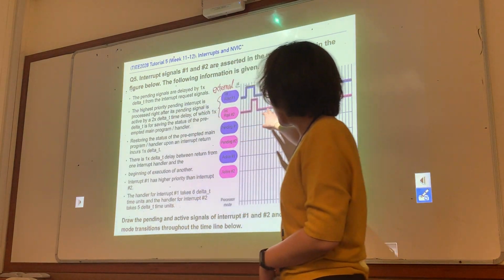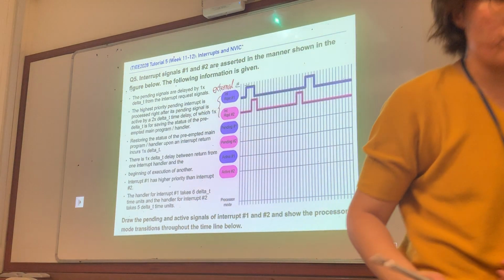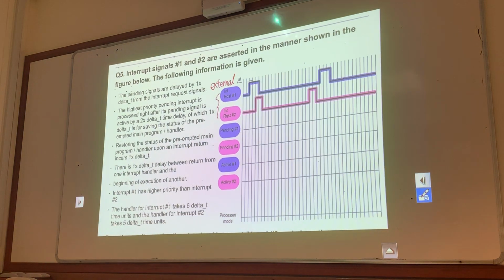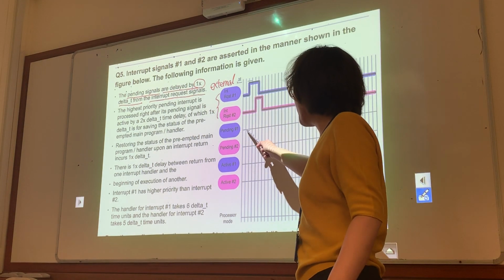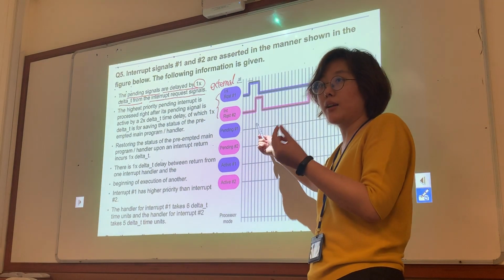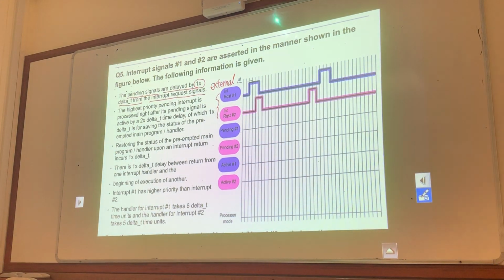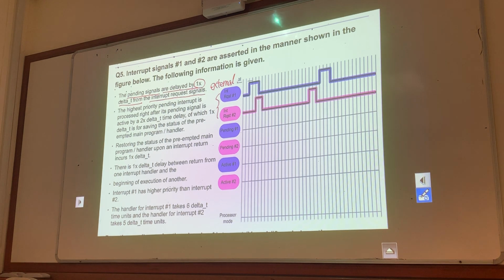For example, see what information do we have. The pending signals are delayed by 1 delta time from the interrupt request signal. It's similar to the previous question. Whenever there's an external signal coming, your pending will be delayed by 1 delta time. So that is one piece of information.